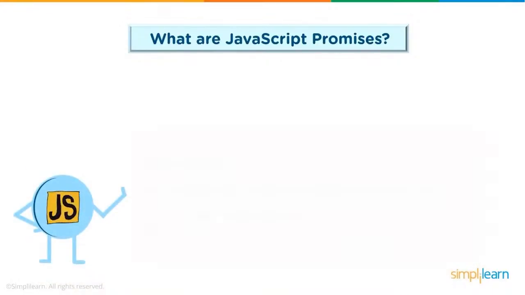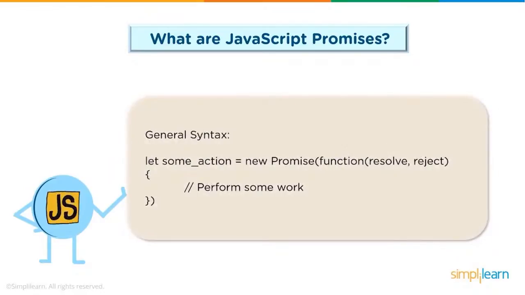So moving ahead, let's look at the general syntax. You can use the let keyword and provide a name for your variable, and then you create a new promise. Now, this promise object takes a function which in turn takes two parameters, that is resolve and reject. So to help you understand all of this better, let's go ahead and look at a simple demo.